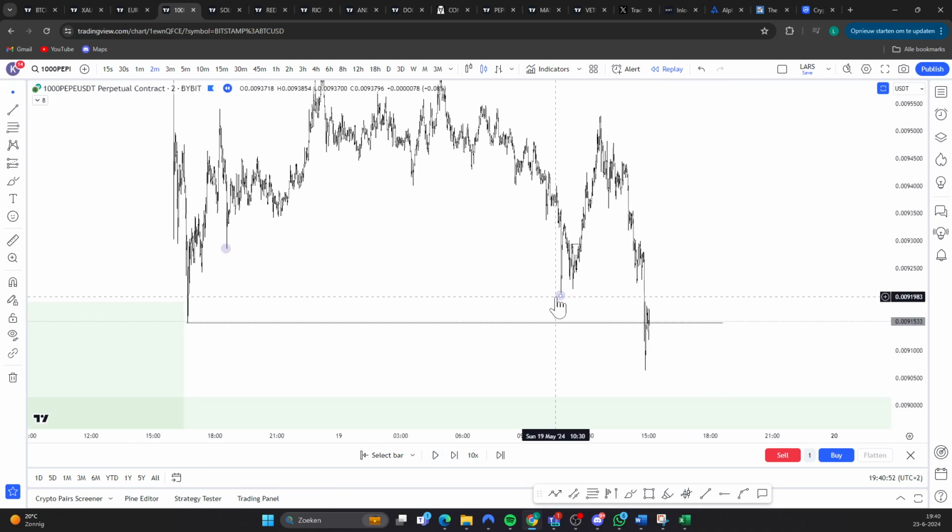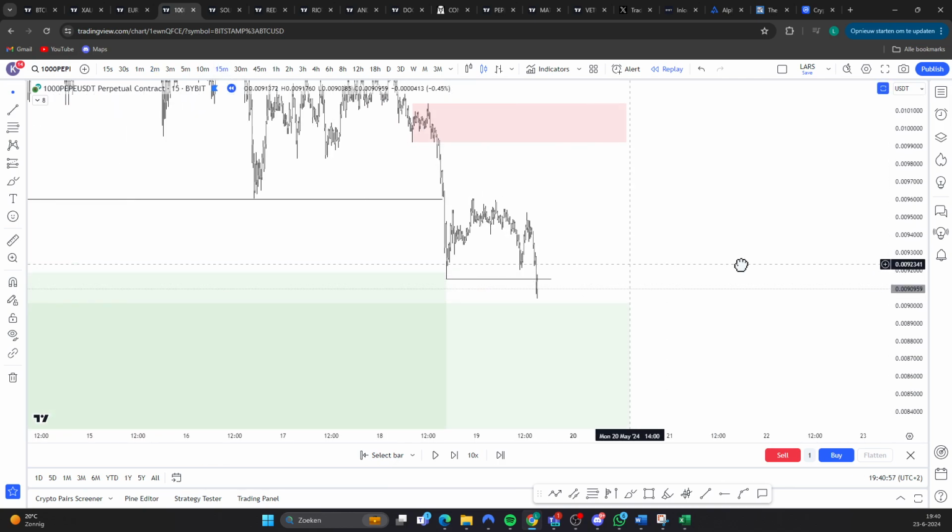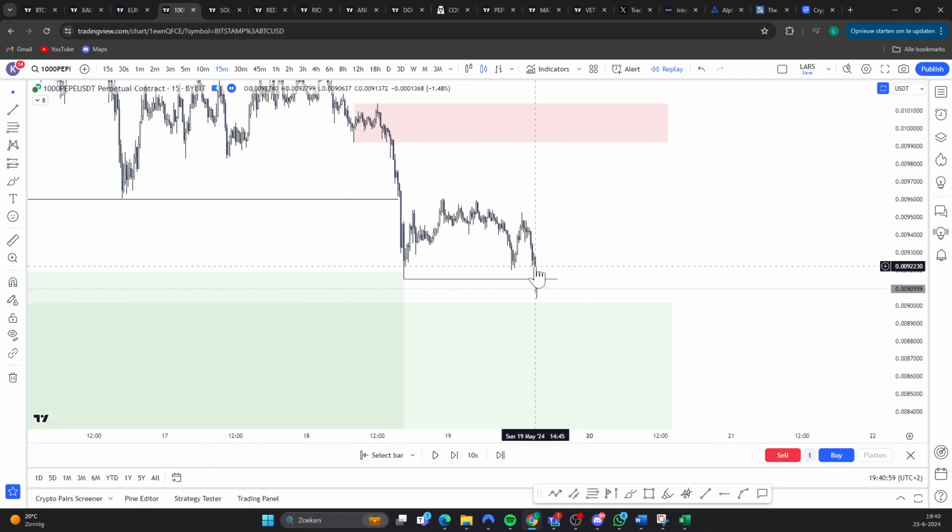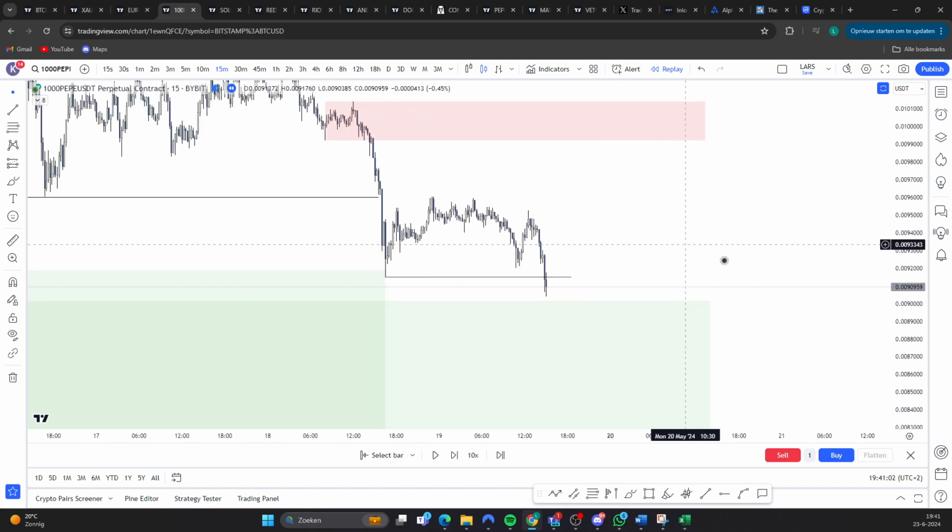And there we took the low. Okay, now it gets interesting for that potential massive PO3. It's still weekend, right? Yeah, it's still weekend. Okay.